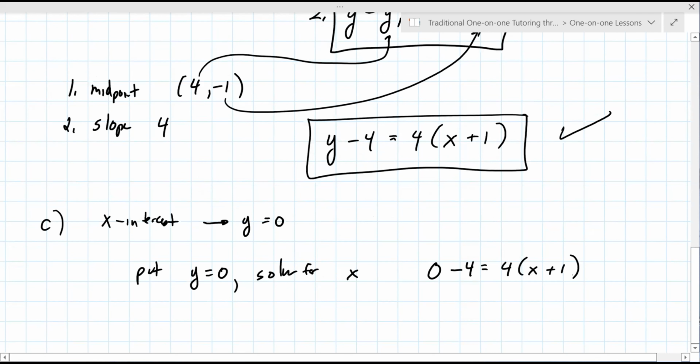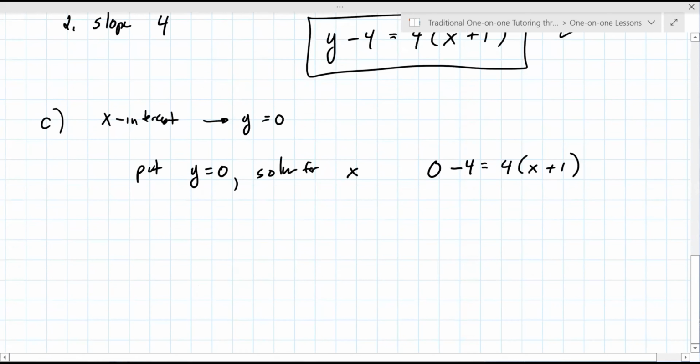So we're going to do that here. y is 0, so 0 minus 4 equals 4 times (x plus 1). This is your Algebra 1 stuff. So it's minus 4 equals 4 times (x plus 1). What do you think we should do next to solve this? Multiply the 4 into the parentheses. You can do that, and that's what most students do here. It's actually better to divide if the number works out perfectly. If it doesn't, then do what you just said.